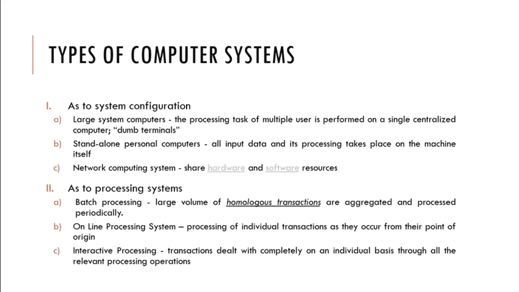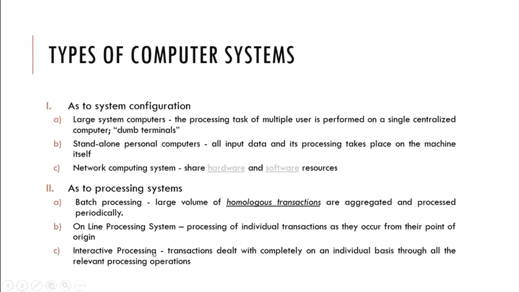And then we also have the online processing system, which is the processing of individual transactions as they occur from their point of origin. So it is more real time. Once you encode a sales invoice, it is automatically posted to our journals and posted to our general ledgers. So it goes straight through and does not wait for other transactions.